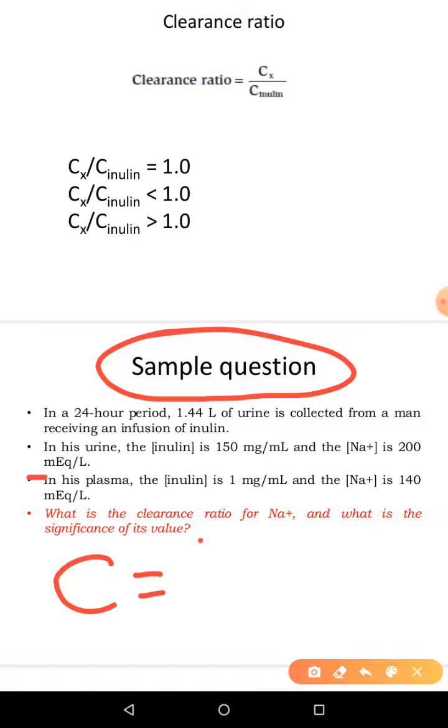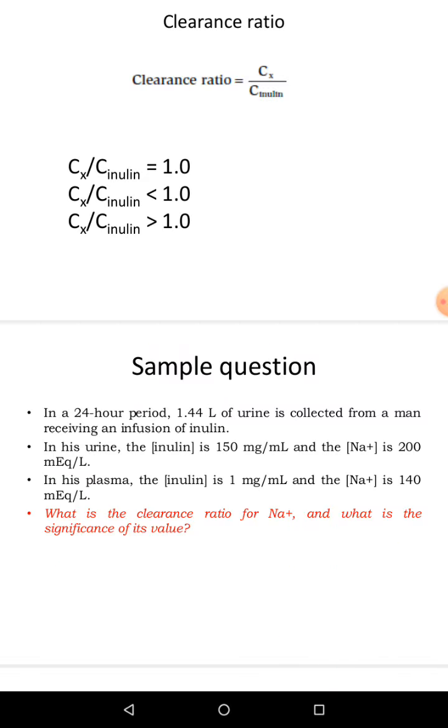Clearance is equal to U times the urine flow rate, divided by P. So you find the clearance of sodium. When you do that, find also the clearance of inulin, and you find the ratio. Before you look at the answer, try to solve this question.